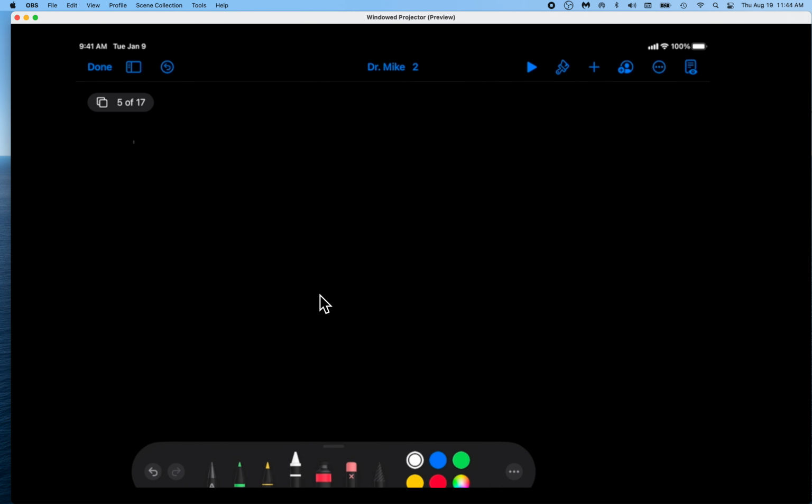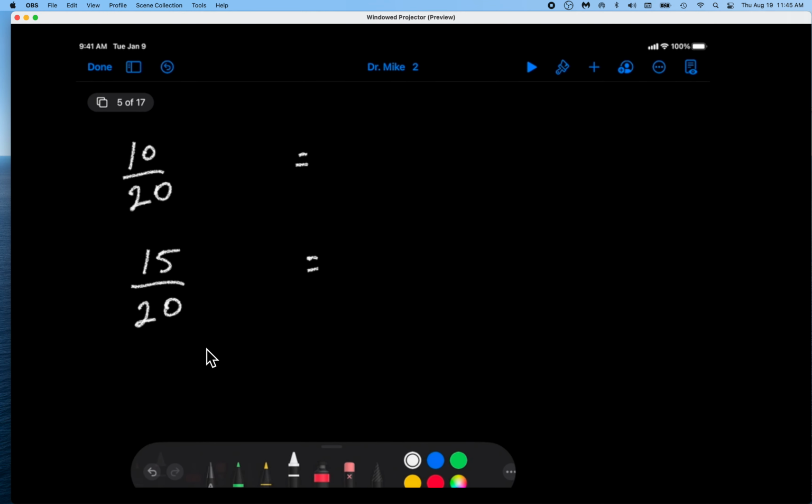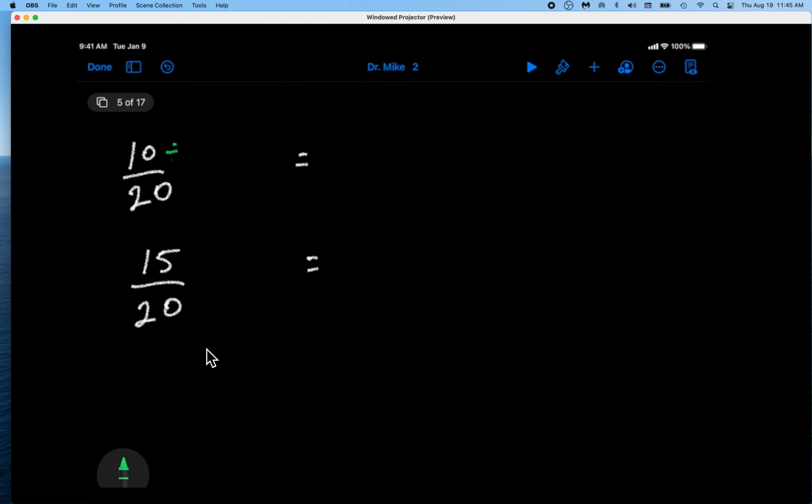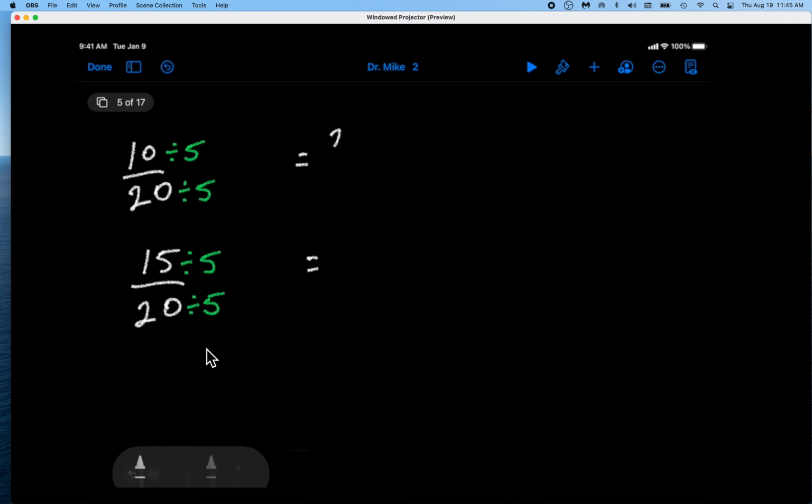How about this one? Folks, whenever you have a 0 after a number, or a 5, I'm going to do these together. A 0 or a 5 is always divisible by 5. When you see a 0 or a 5, 5 becomes your green number. Ten divided by 5 is going to give us 2. 20 divided by 5 is going to give us 4.